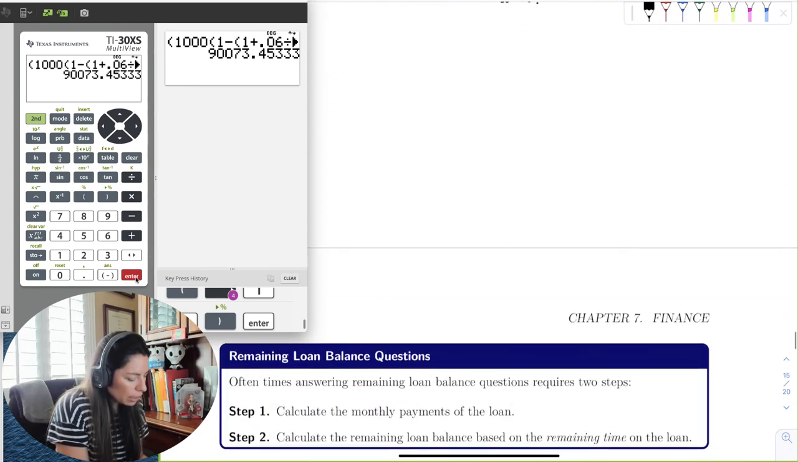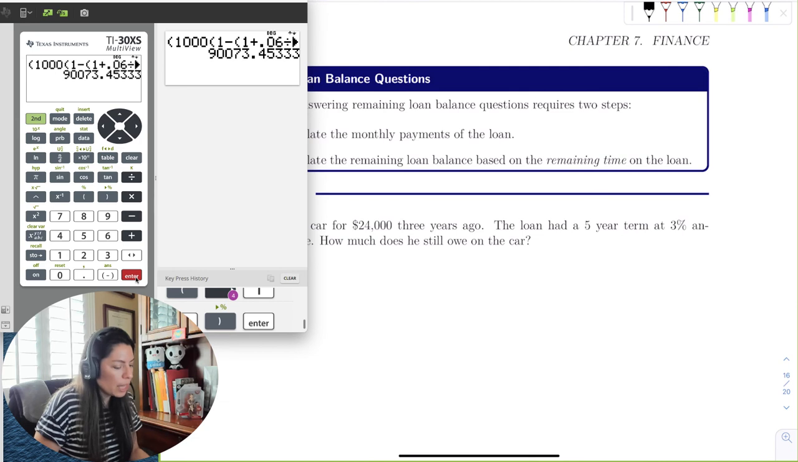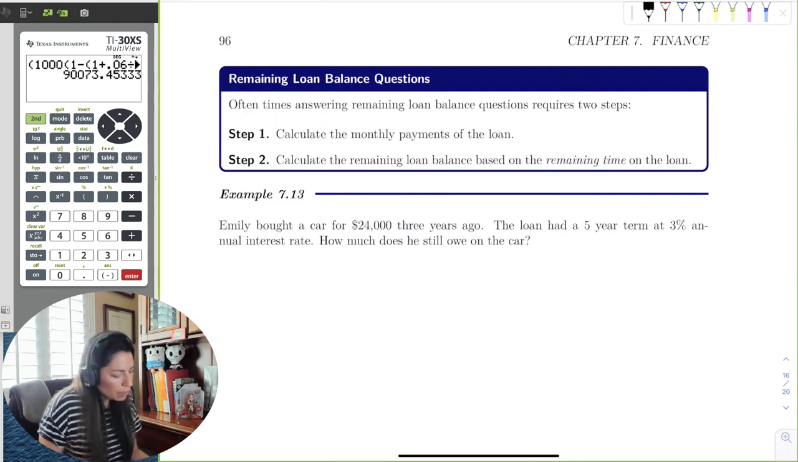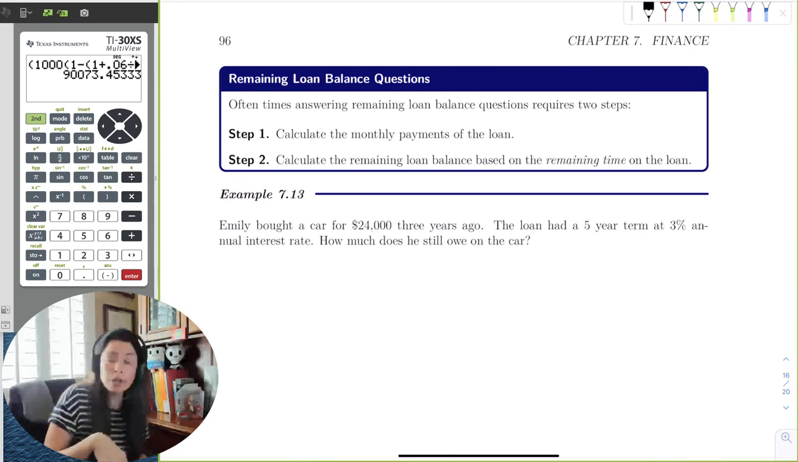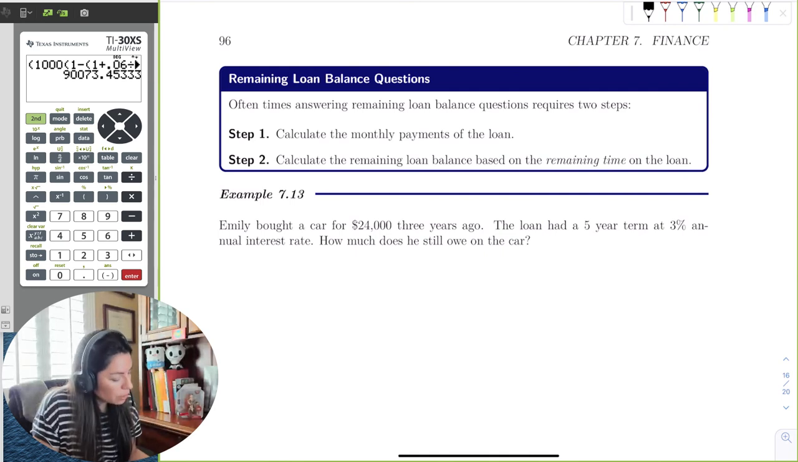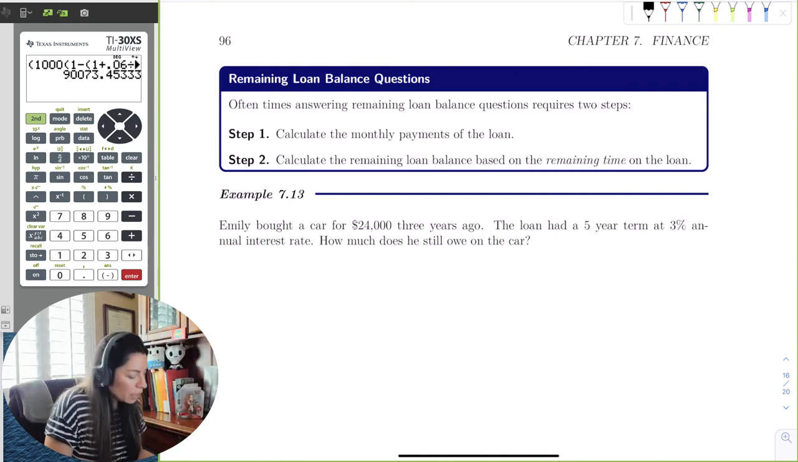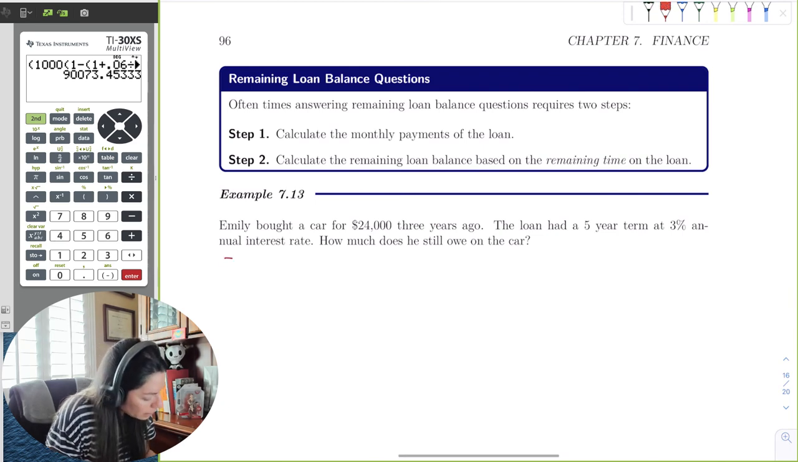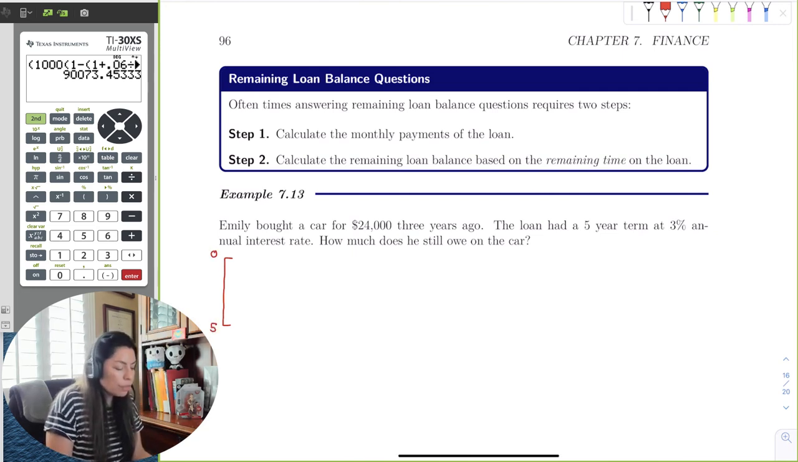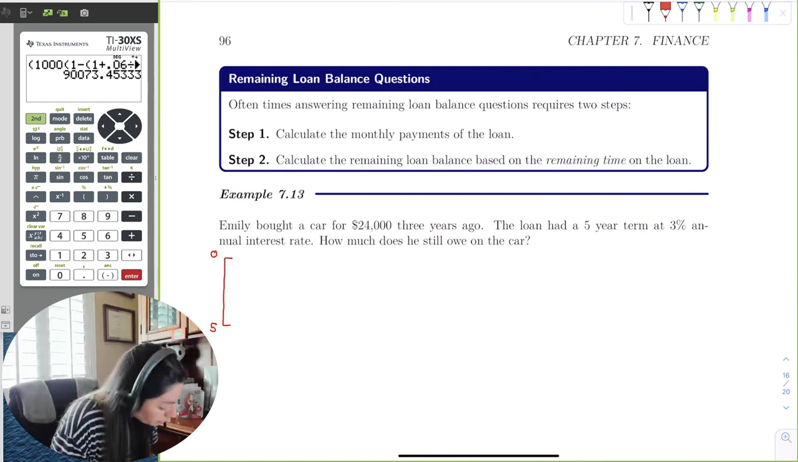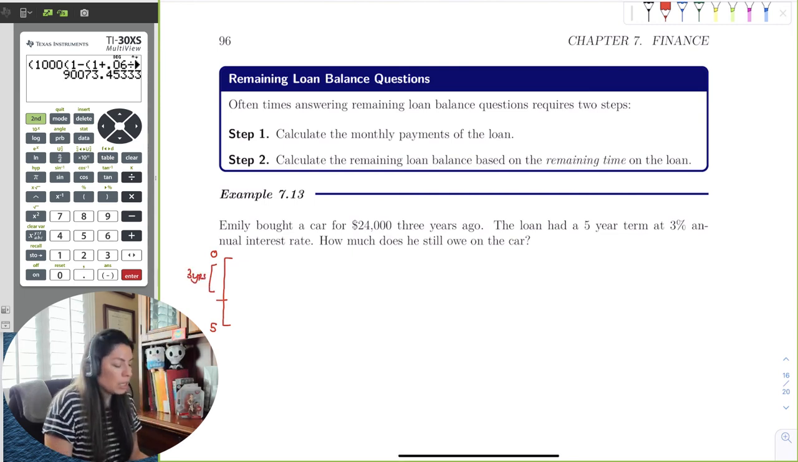So if you go to the next example, we will see that, and I wrote that here in the steps: you have to make sure you have the monthly payments of the loan and how many years left on the loan. So if we come back to the next example, we could see that Emily bought a car for $24,000 3 years ago. The loan had a 5-year term at 3% annual interest. How much does she still owe on the car? So if Emily has this, here's 0 years and here's 5 years. And if Emily bought a car 3 years ago, so here's 3 years, then if 3 years have gone by, how many years are left on the loan?